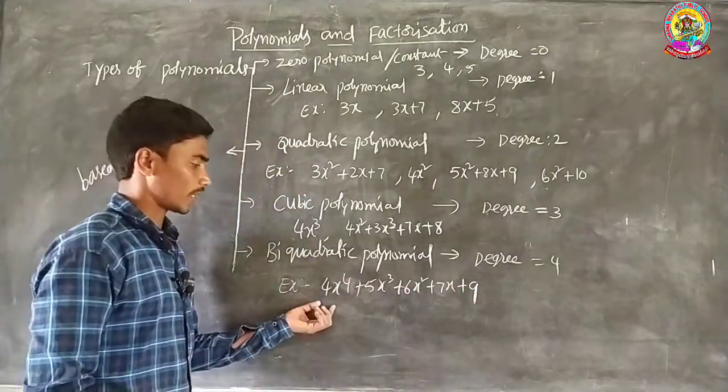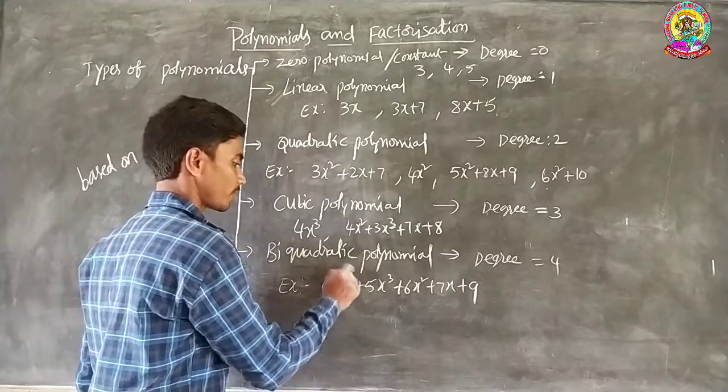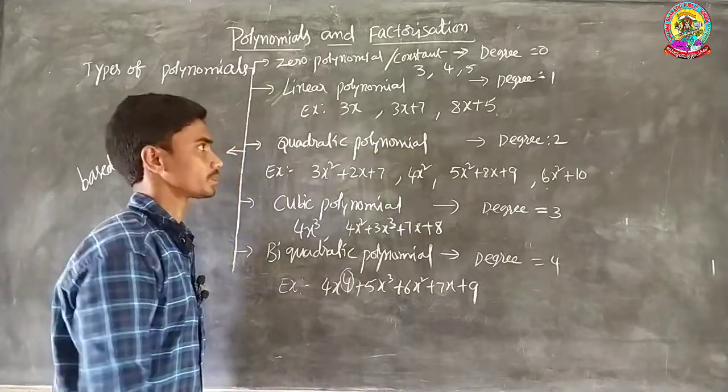This is the biquadratic polynomial because the highest power in this expression is 4.